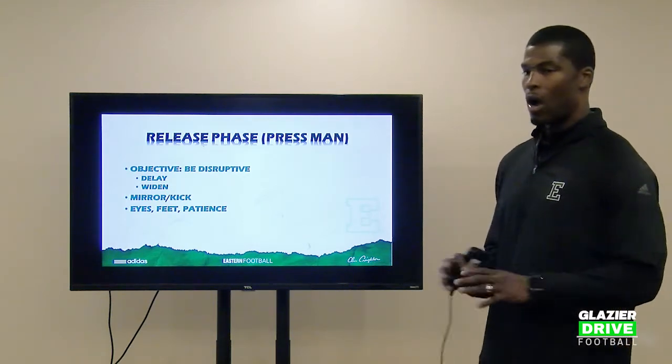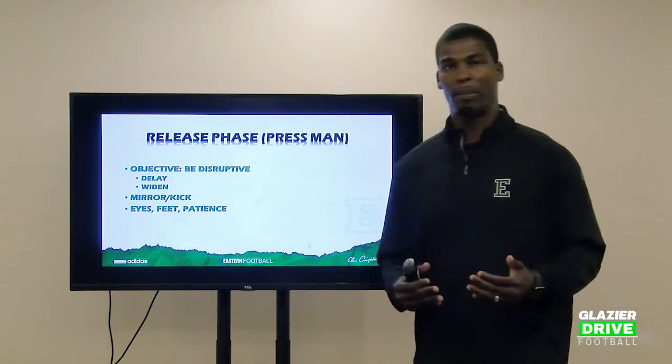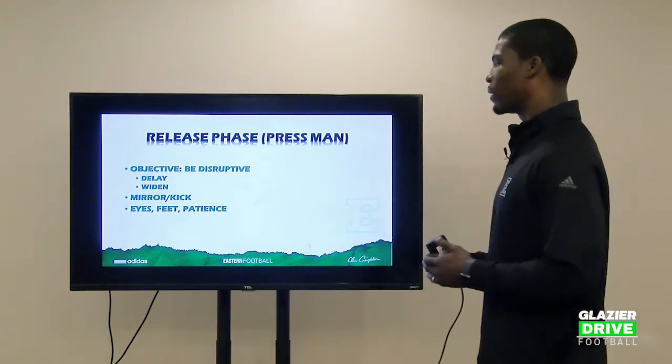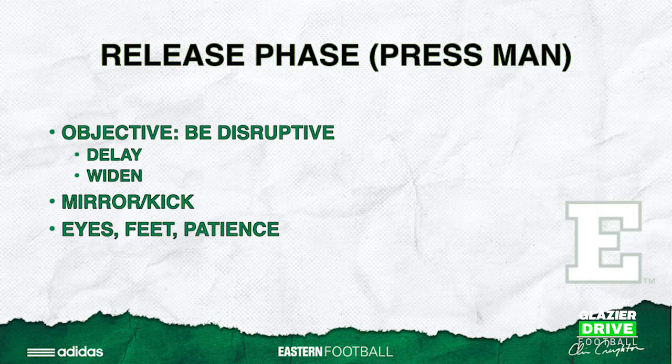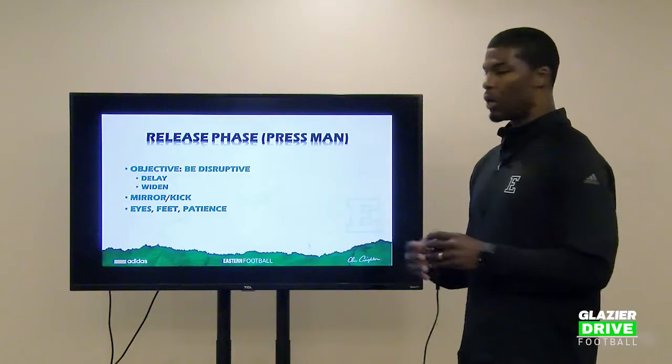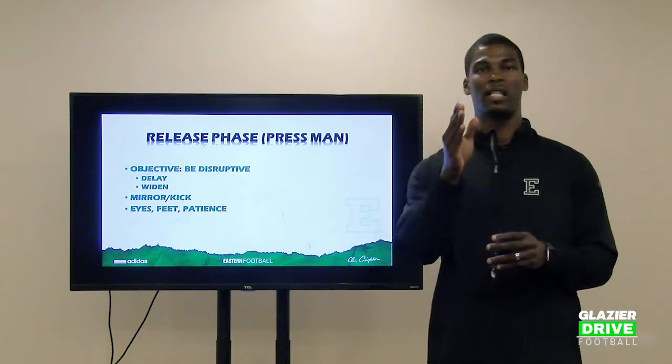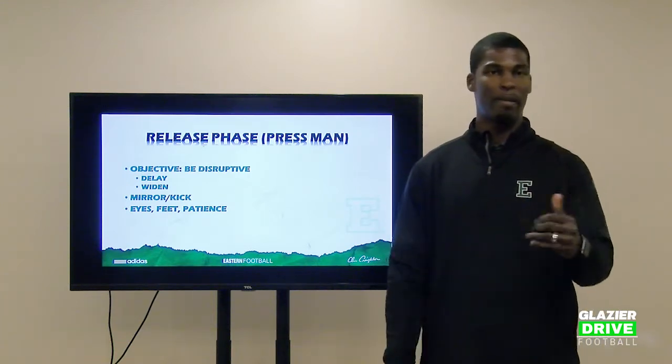Our whole objective when we play press technique is to be disruptive. We want to get up there. We want to disrupt that route. We want to delay that receiver at the line of scrimmage as long as we can. We want to throw off the timing. Again, we want to keep him there as long as possible. We want to widen him. We don't want guys to be able to take free releases up the field. We want to be able to widen him.